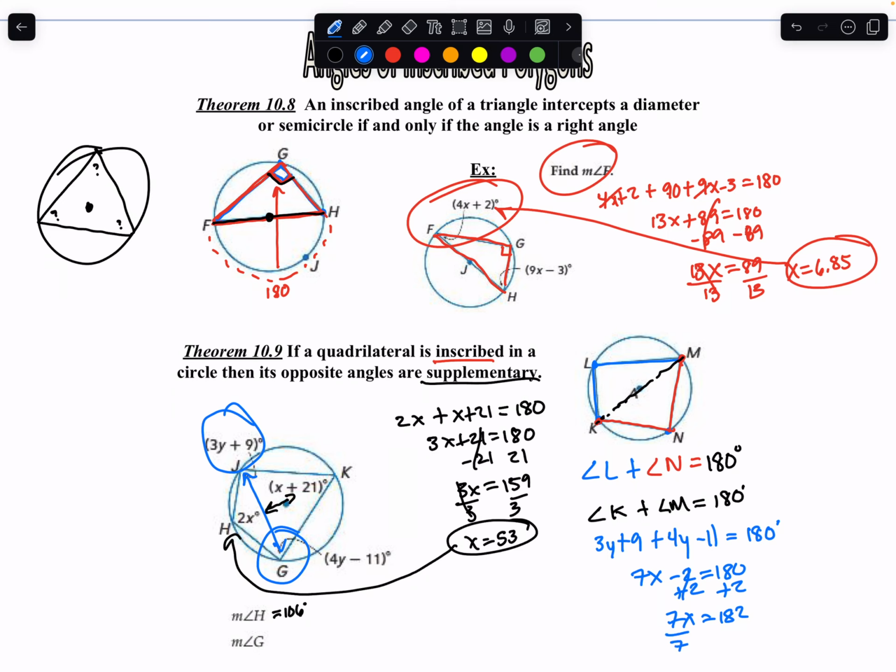When I divide both sides, I get y equals 182 divided by 7 is 26. Now that 26, to find the angle, all I have to do is plug it back in here, and I can find the angle G. So that's 4 times 26 minus 11. Which is 93 degrees.